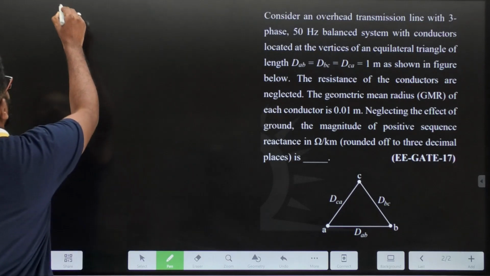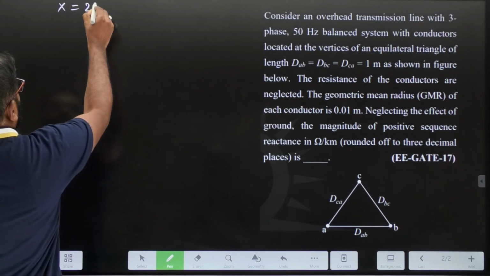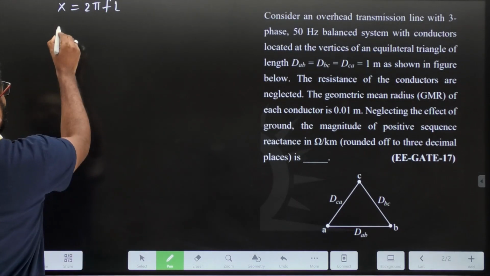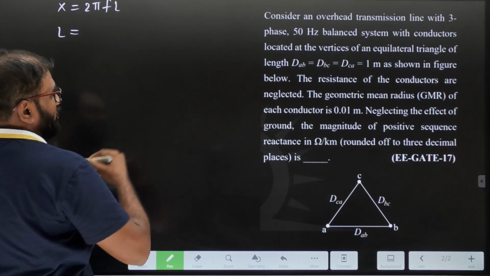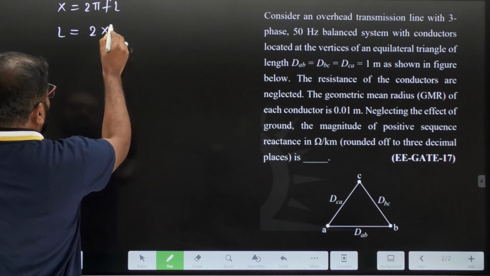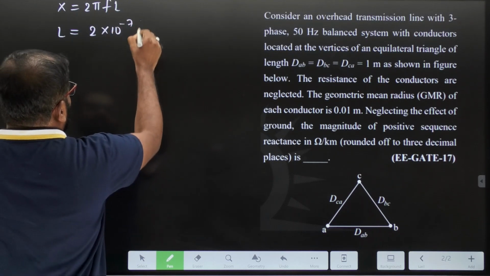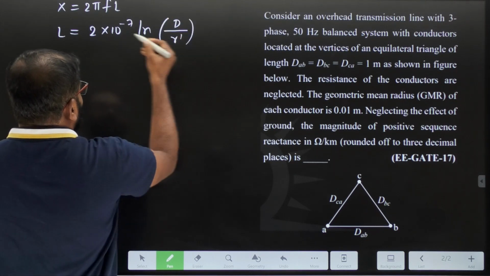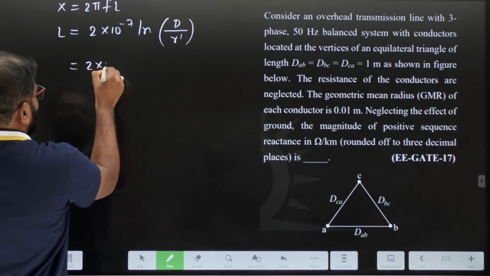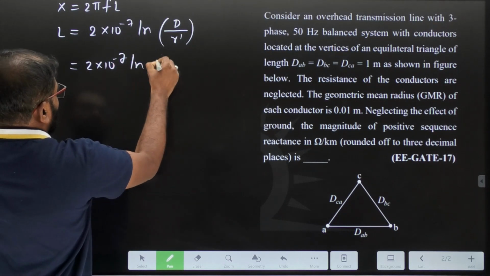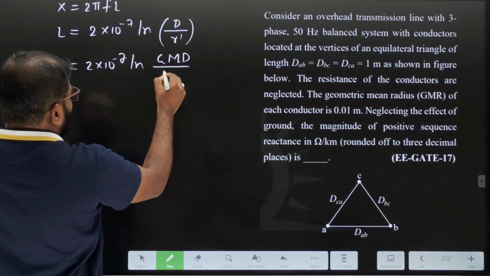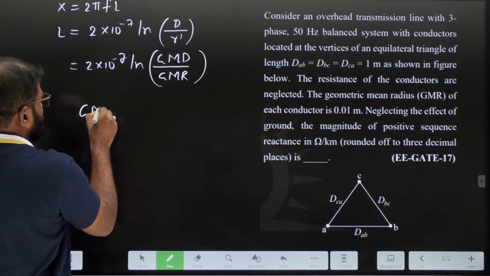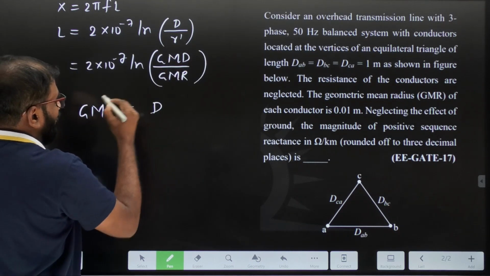X equal to 2 pi FL, where L is the inductance per phase. What is the formula for inductance per phase for equilateral spacing? It is 2 into 10 power minus 7 ln of D by r dash. Otherwise, 2 into 10 power minus 7 ln of GMD by GMR. Clear? What is GMD now? GMD is simply D for equilateral spacing.